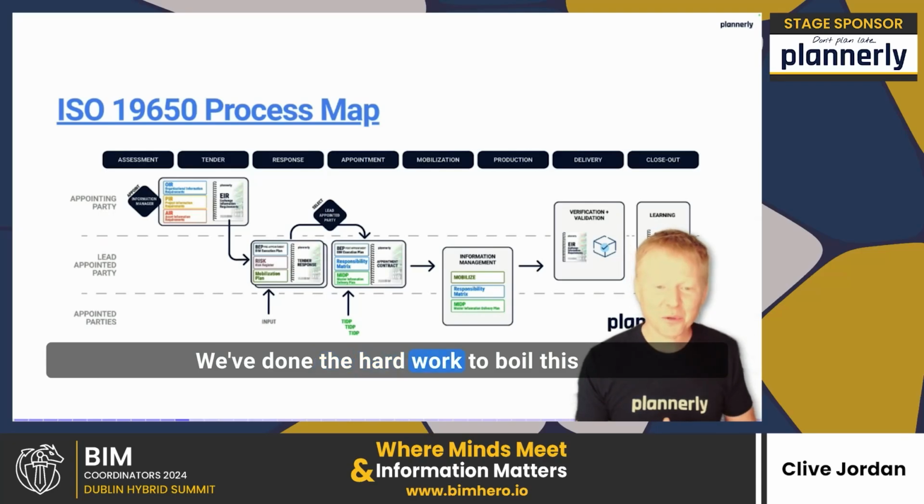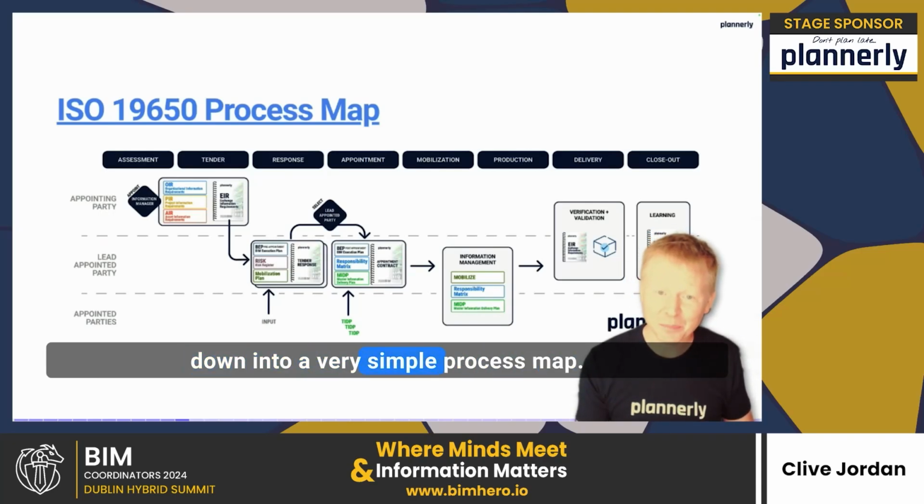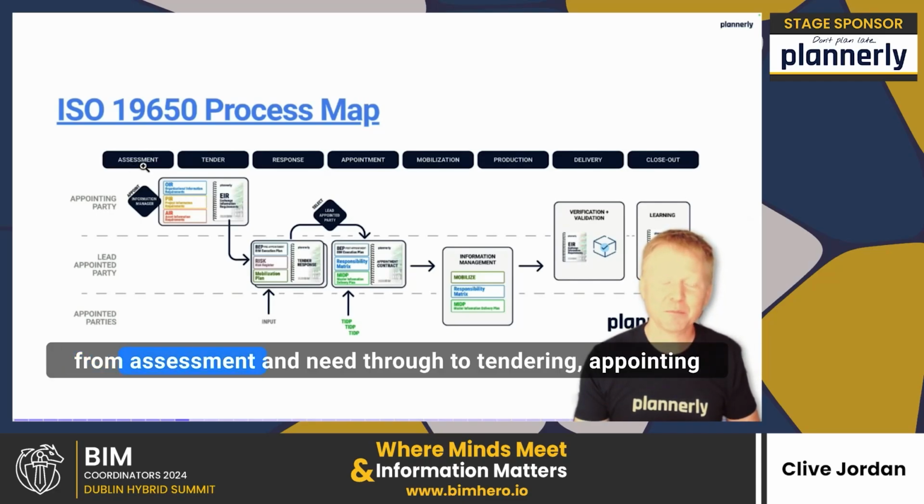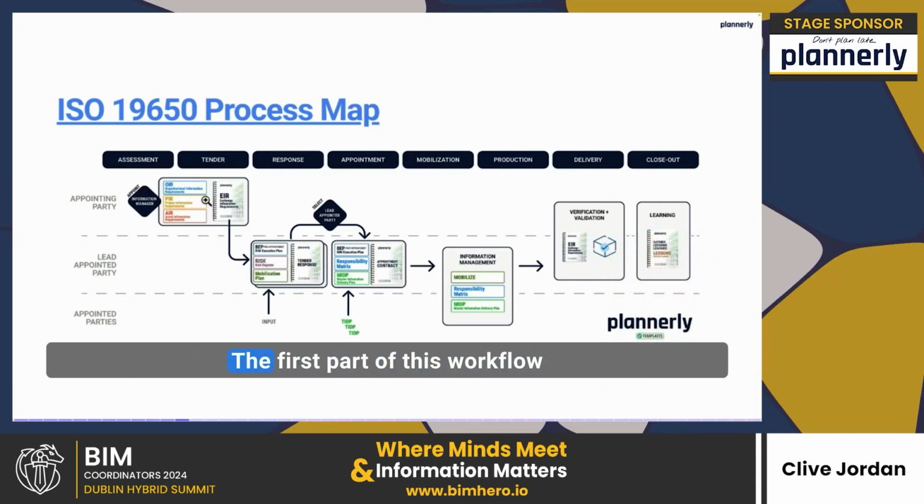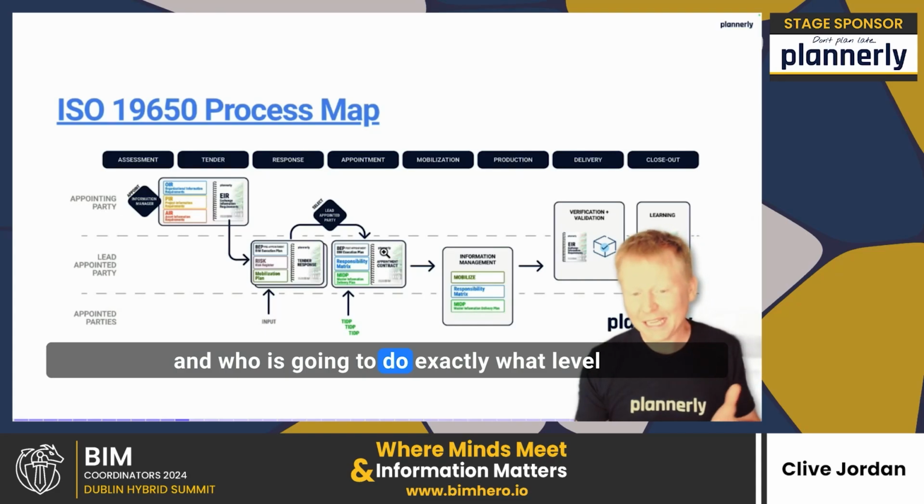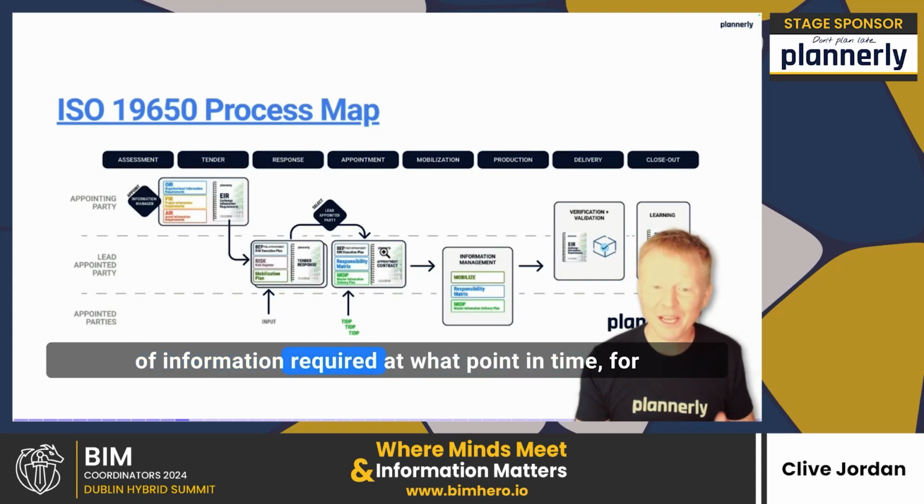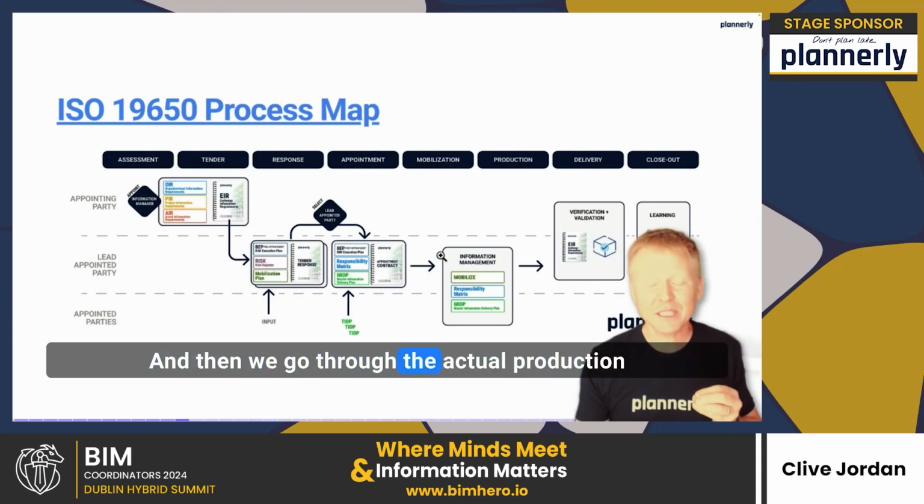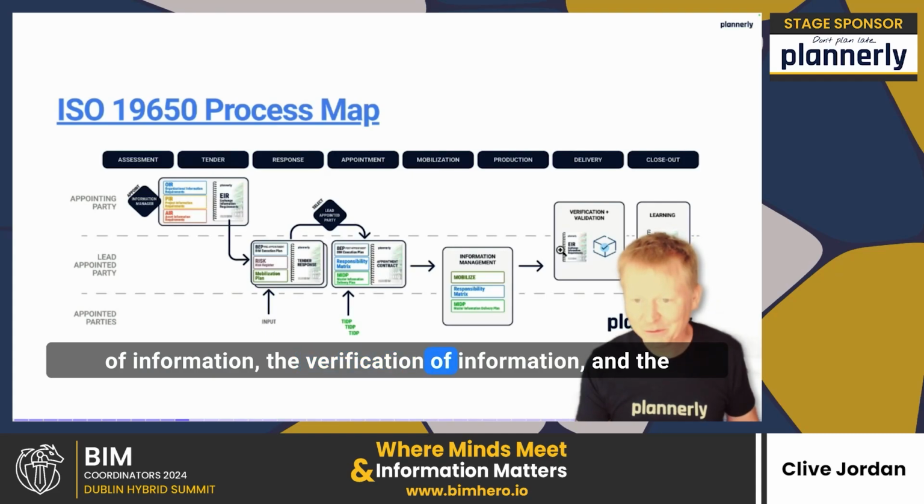We've done the hard work to boil this down into a very simple process map. An overview here showing the eight different steps, from assessment and need through to tendering, appointing, and right the way through delivery and closeout. The first part of this workflow is defining the exchange information requirements. The second part is responding and agreeing through the supply chain, through the lead and appointed parties, what and who is going to do exactly what level of information required at what point in time, for what purpose, and putting that into contracts.